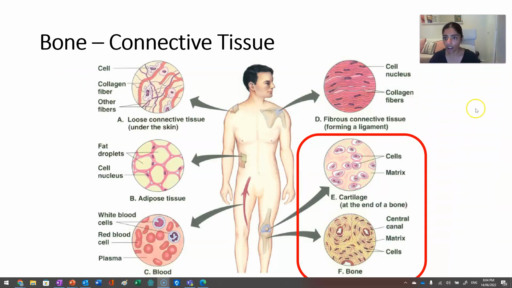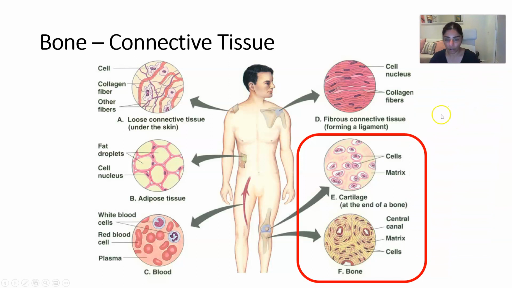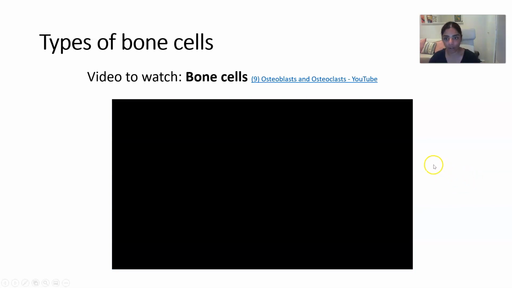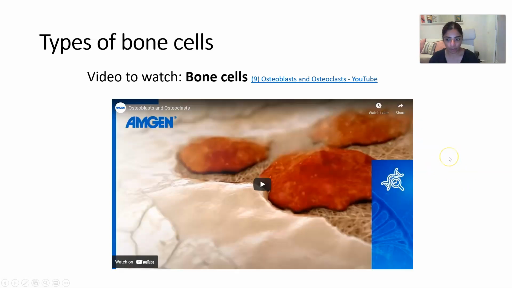So when we start looking at other different types of connective tissue, they all have similar properties. They are all cells within a matrix. So you can see that here with different forms of cartilage. You can see that with fat, so that is cells within a matrix again, with blood tissue and of course with bone. This video just shows you a summary of bone cells and how they are produced and how they are broken down. I'd like you to watch that in your own time. It's a really good summary.